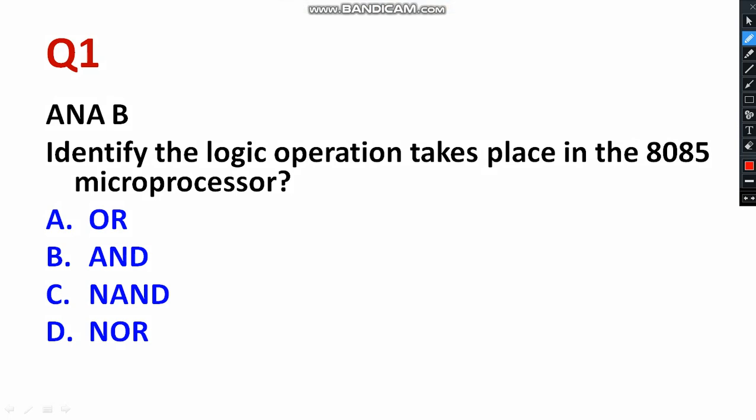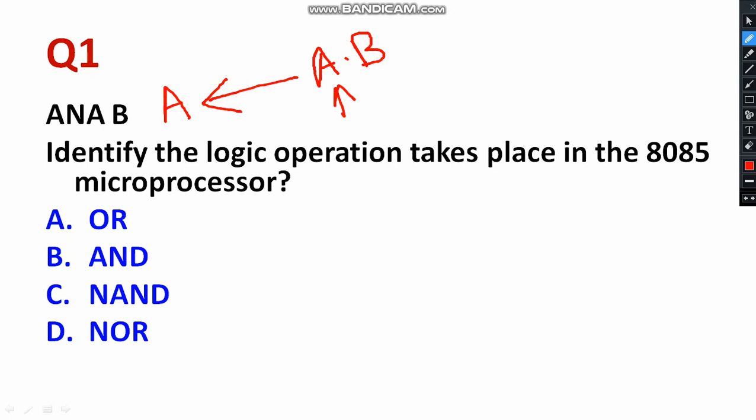Read the first question. ANA B. Identify the logical operation that takes place in the 8085 microprocessor. ANA B: B is a register and A is also a register. A is known as the accumulator. First of all, the AND operation will take place, A dot B. That will be stored inside the A register, or you can call it the accumulator.